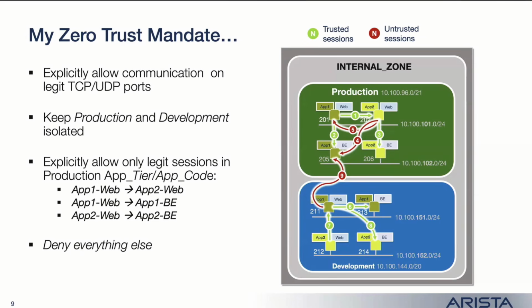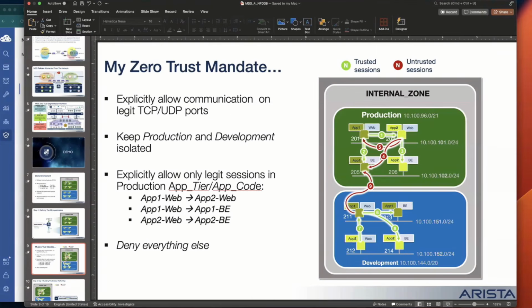I have one flow from development to production, right? Which I don't want. It's untrusted. It's red. Everything else is green, right? And I will create some policy according to this. I'm going to come back to this as I create the policies. But fundamentally, what I've done is generate these 9 sessions, and those are the 9 sessions I've generated.